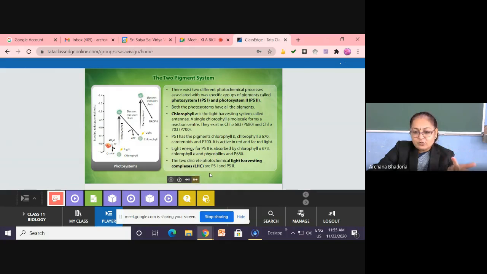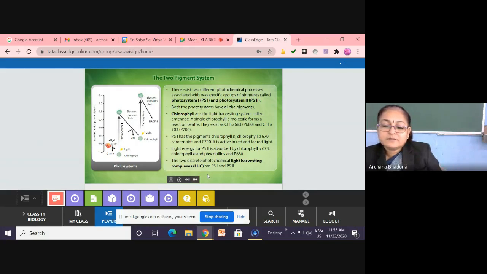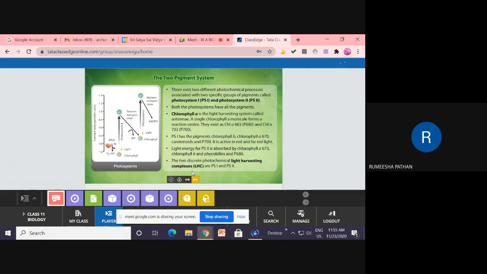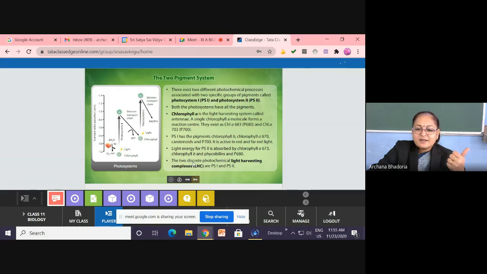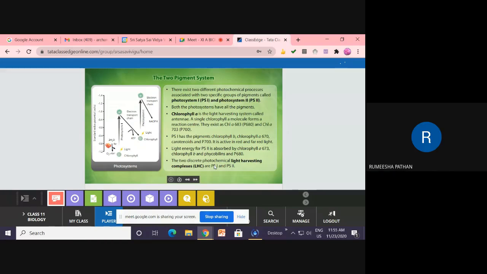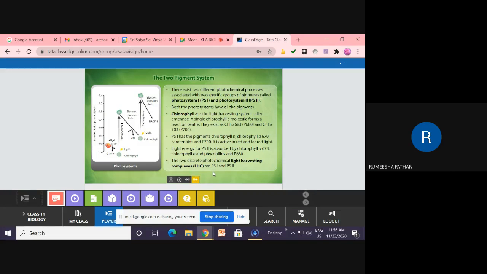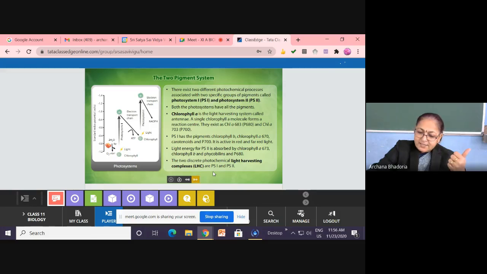PS1 and PS2. Okay, what is the reaction center of PS1? Quickly, what is the reaction center of pigment system 1? P700. And what is the reaction center of photosystem 2? P680. Did everyone remember this much or not?